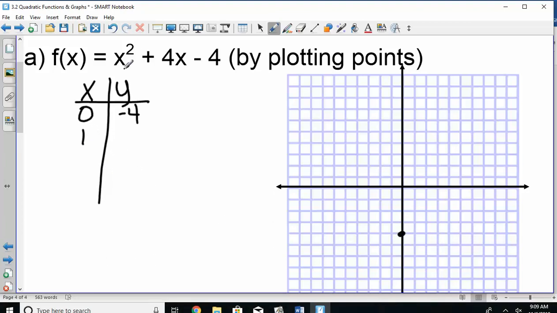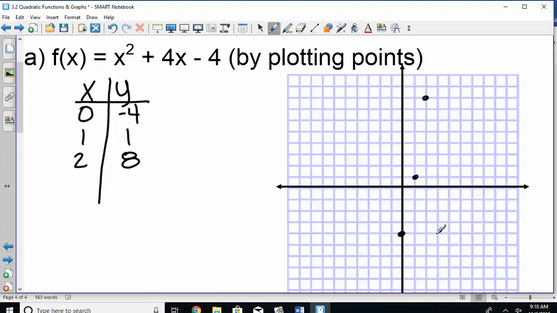Okay, what else? 1. And I get 1 plus 4 minus 4, so that is a 1. 2. Then I would have 4 plus 8 minus 4, and we get 8. If I put in a 3, is this going to get bigger or smaller? Looks like it's still getting bigger. Are those 3 points enough to draw my graph? If it's a line, that would be plenty. It's not, and I don't see the actual shape of my graph yet, do I?